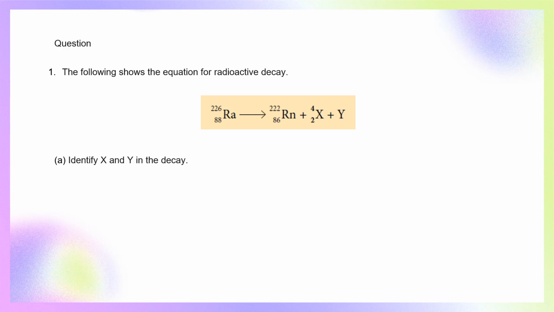So, let's answer the question. Let's think first. Okay, the answer is: X is the helium nucleus, or you can say alpha particle, and Y is gamma ray. This is the answer for question number 1.